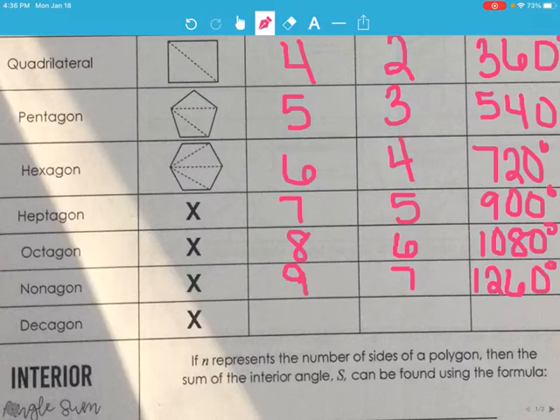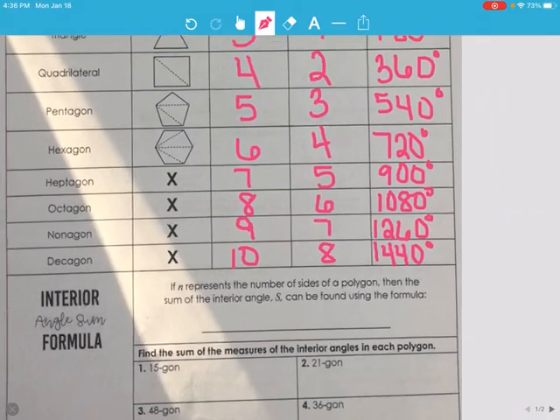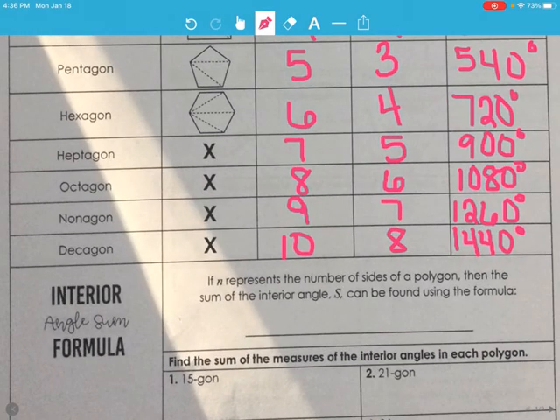Lastly, a decagon, 10 sides, which means 8 triangles. And it's going to be 1440 degrees if you added up all the inside angles. Okay, so based on this pattern, we can do any-sided figure by knowing the formula. The formula for inside or interior angles of a polygon is the number of sides minus 2, multiplied by 180.